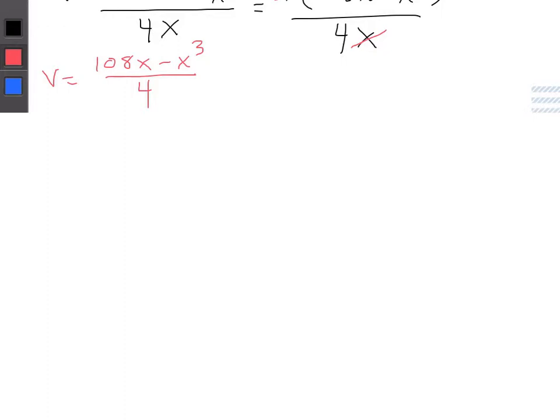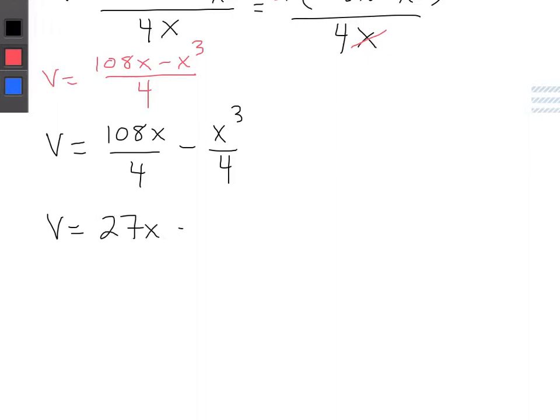So I'm going to rewrite this formula, volume equals, and I'm going to take 108x and divide it by 4, and take x cubed and divide it by 4. In other words, I'm splitting this into two terms that are easier to take the derivative of. What's 108 divided by 4? 27. So I've got 27x minus x cubed over 4. Or I could write this as the volume equals 27x minus 1/4 x cubed.